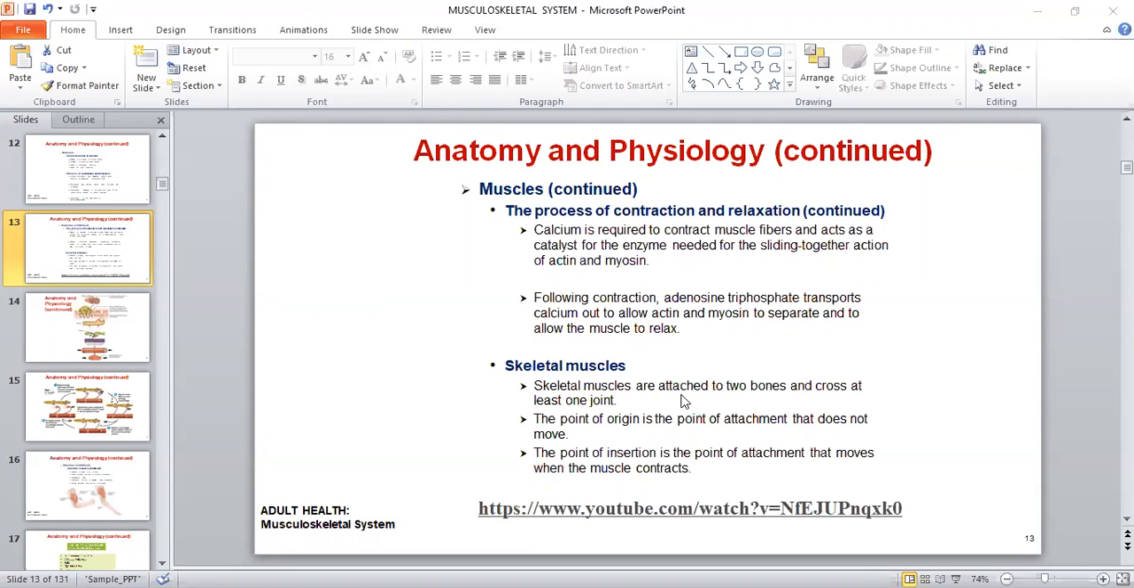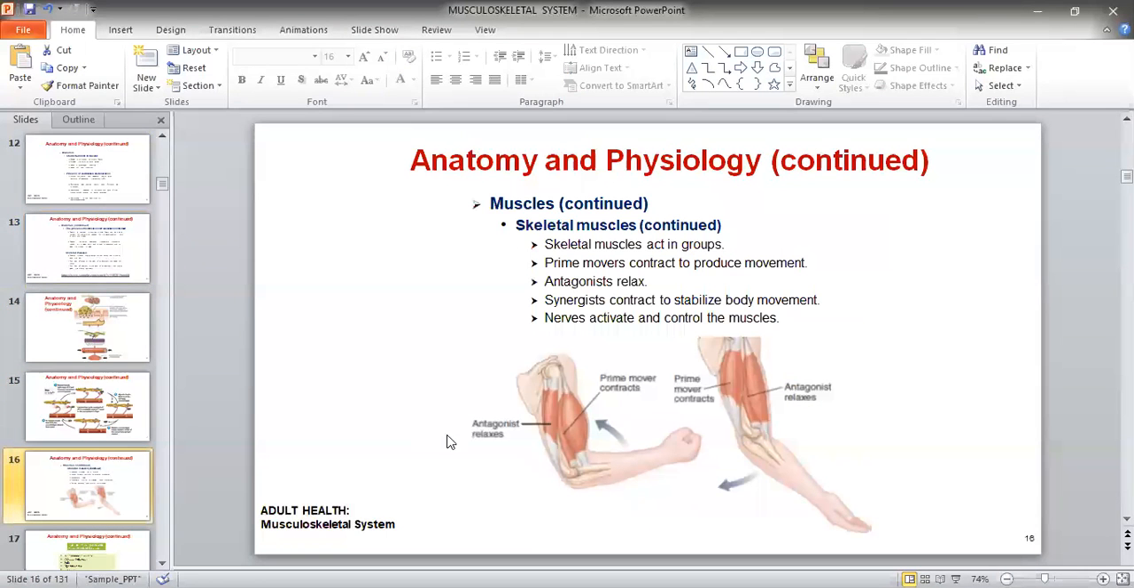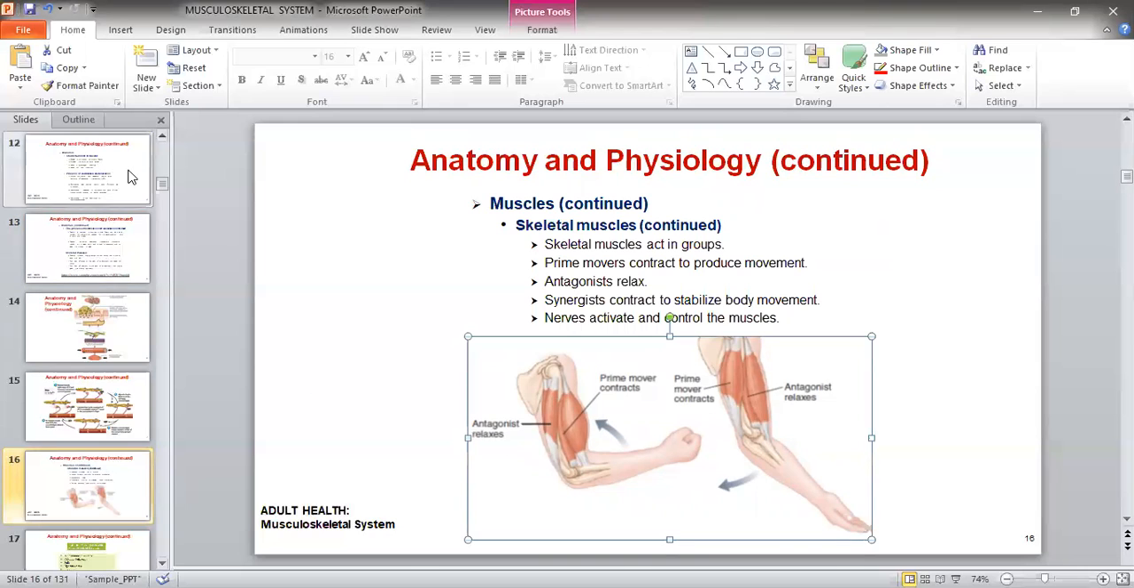The skeletal muscle are attached to bones and cross at least one joint. The point of origin is the point of attachment that does not move. The point of insertion is the point of attachment that moves when muscle contracts. So here, like here, this is the muscle, right? And this is the tendon. So they attached with the bones, and this is the ligament or tendon attached with the bones as well.